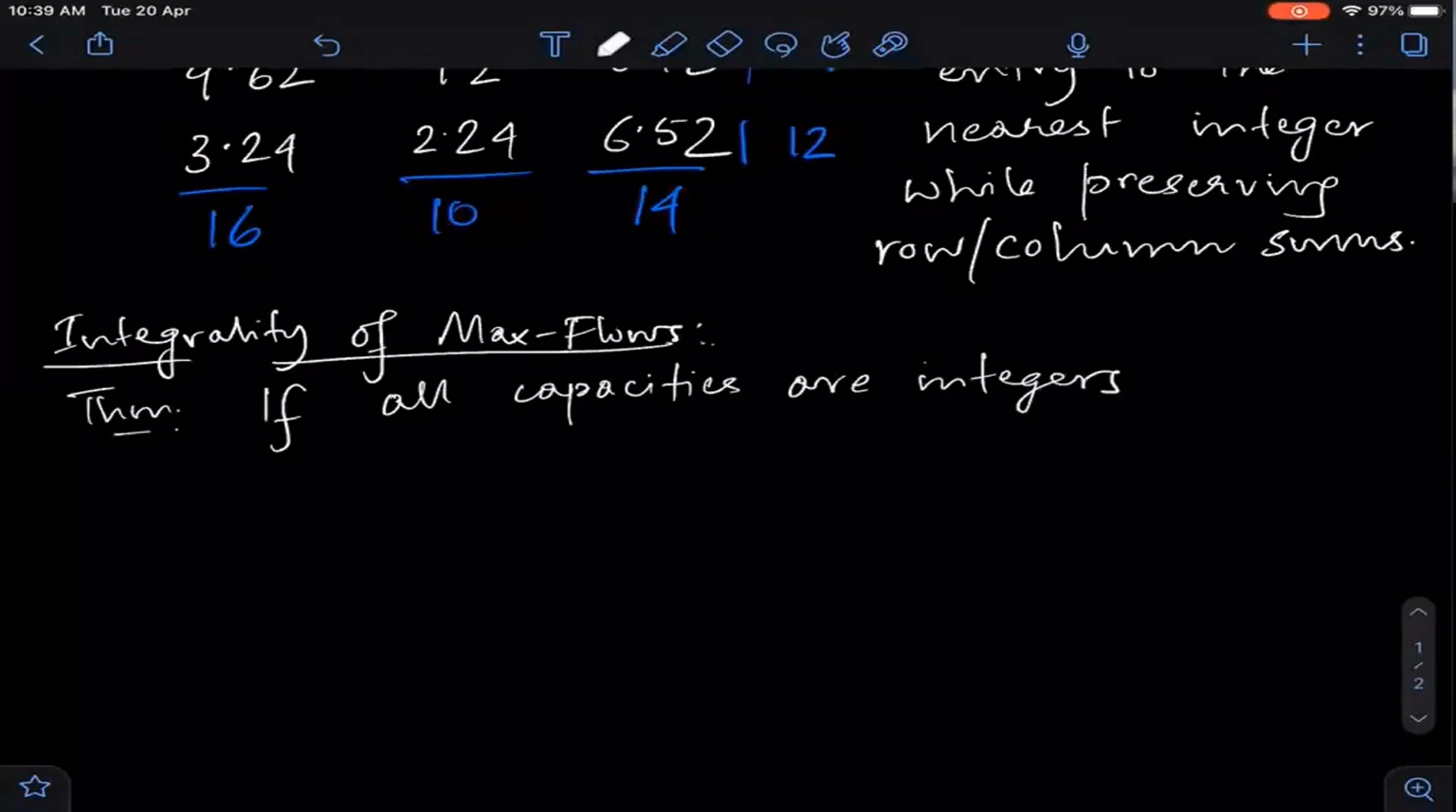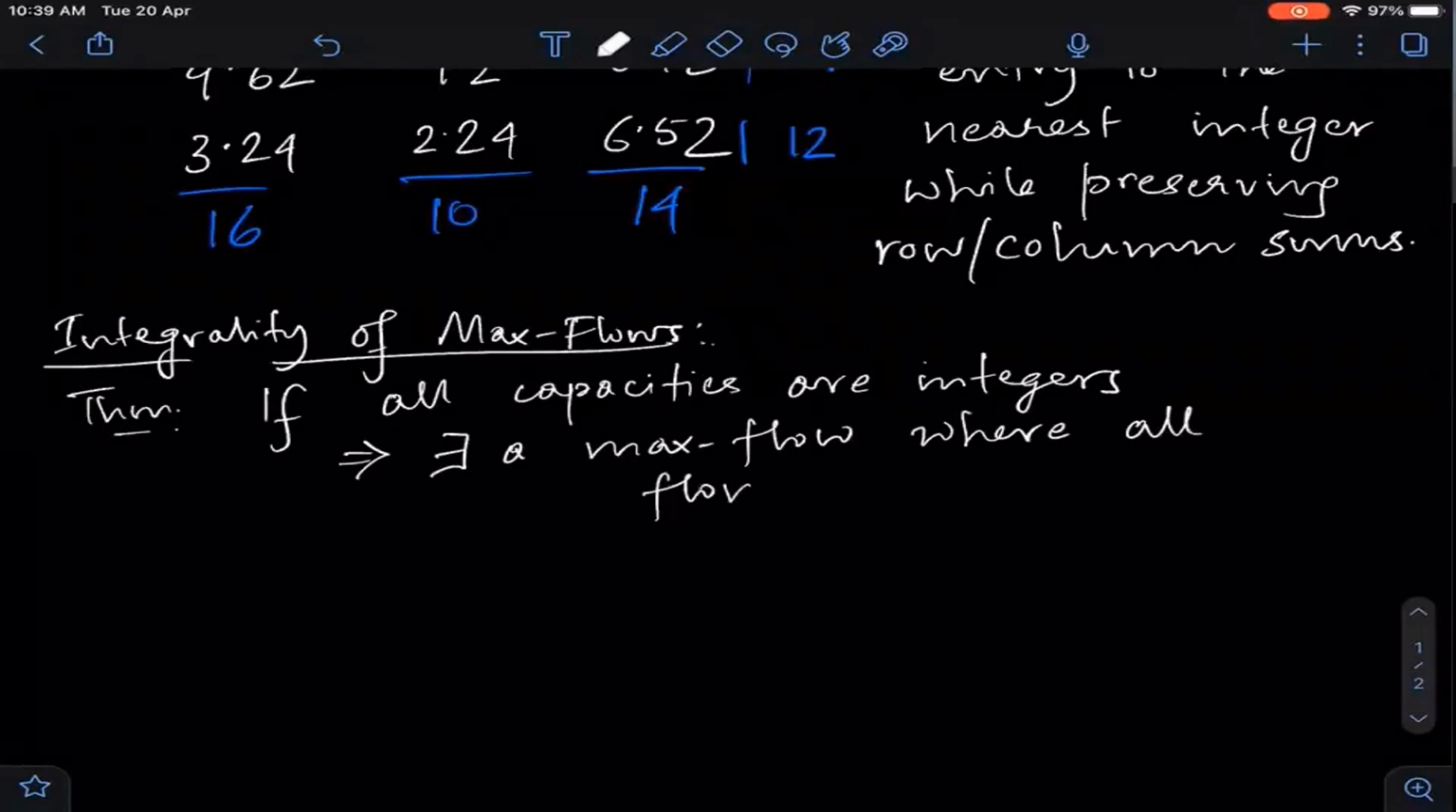Okay. So suppose I give you a flow network where all the capacities are integers. This is very important. This is a condition which I need. If this is the case, then this will imply there exists a max flow where all flows are integers. Okay. So what this theorem is saying is that if I give you a network where all the capacities are integers, yeah, in fact, the examples which we saw are of that nature.